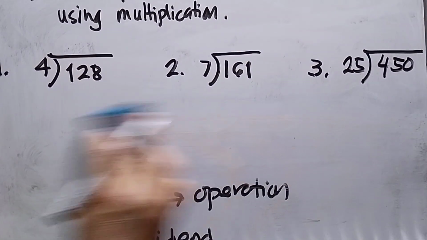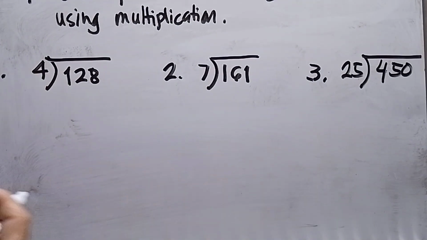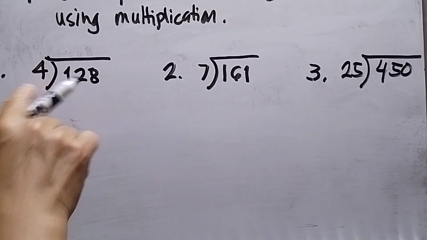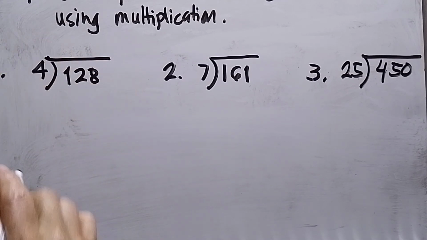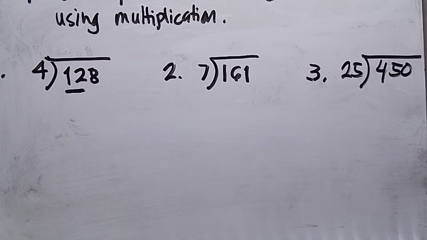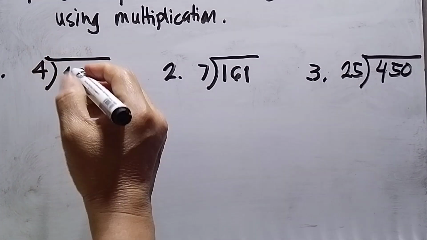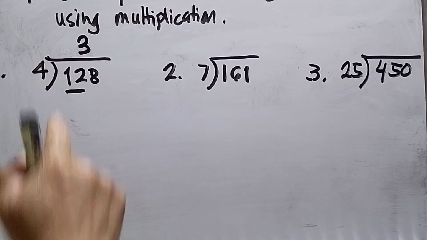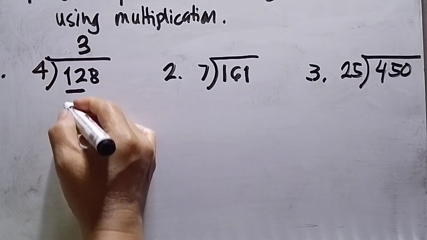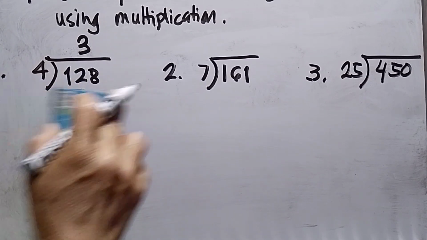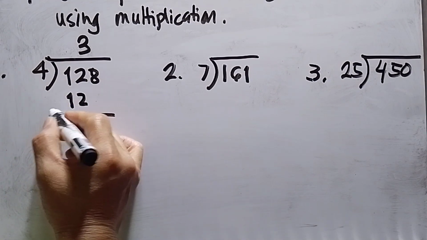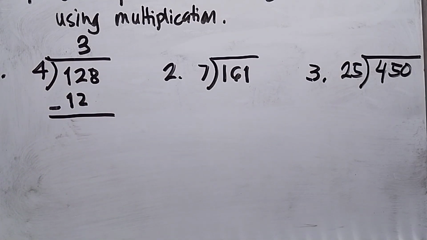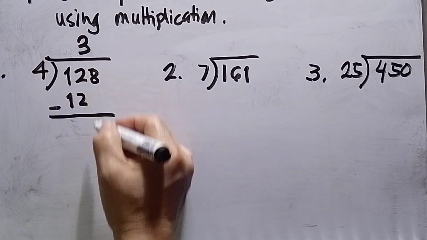Now let us solve number 1. I have here number 1, 128 divided by 4. So this is our dividend and this is our divisor. So the answer is quotient. So we can use these two digits. How many 4 do I have in 12? So I have 3. And then multiply the quotient to the divisor. What is 3 times 4? That is equal to 12. And then we need to write the subtraction. So 12, take away 12, that will be 0. So we'll just leave that and then bring down 8.